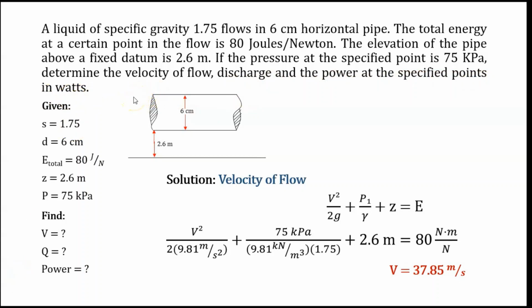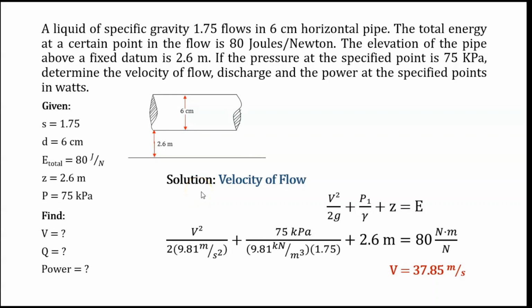And now, let's identify the given in our problem. So we have here 1.75 as the specific gravity of the liquid, 6 cm as the diameter of our pipe, 80 joules per Newton as the total energy, 2.6 meters as the elevation of our pipe above the fixed datum, and 75 kilopascals as the pressure. So, in the problem, we are asked to find the velocity of the flow, the discharge, and the power at a specified point.